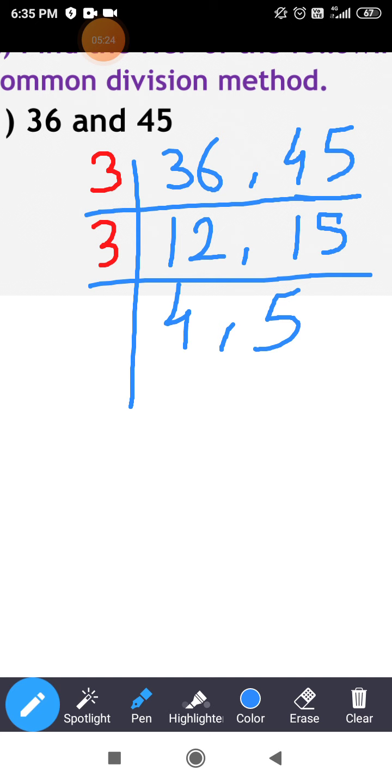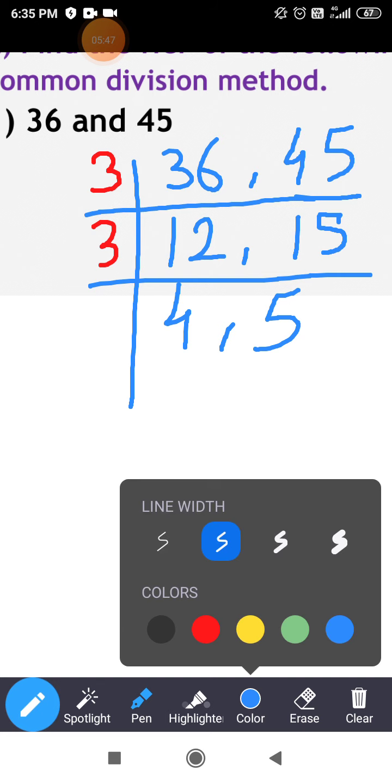Now 4 and 5 are not divisible together by any number. 4 is divisible by 2, but I can't divide 5 by 2. 5 is divisible by 5, but I am not able to divide 4 by 5. So if such a condition comes when you are not able to divide the given numbers by a common number, then stop the division. Now I have stopped the division.